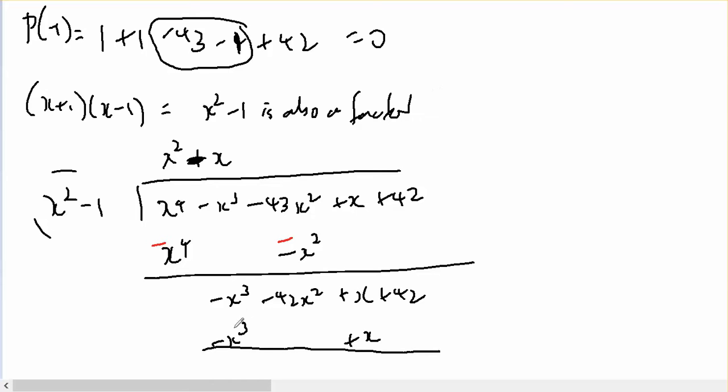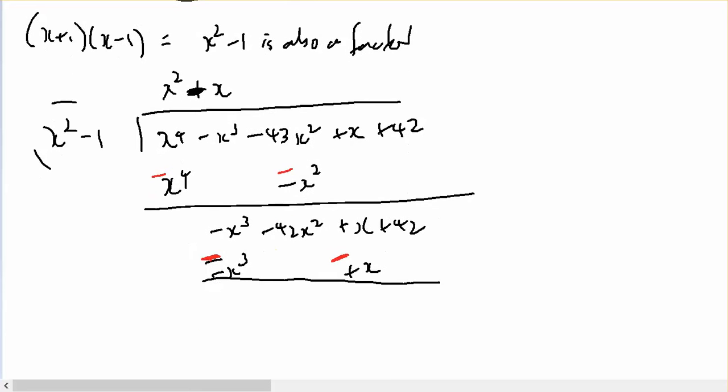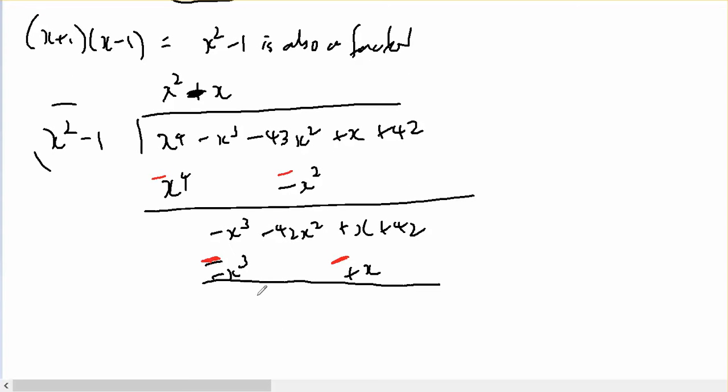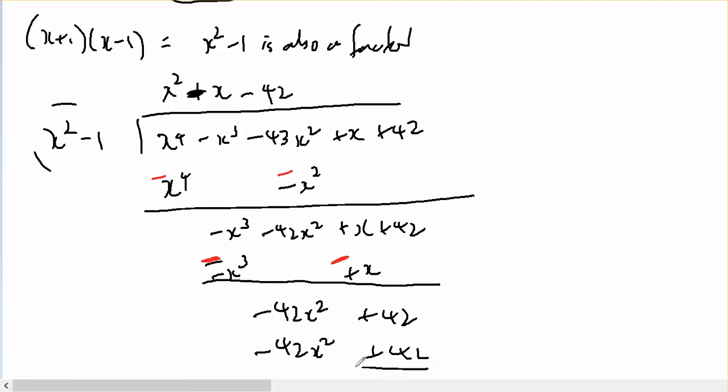I'm going to subtract the second one from the first. So that gives me 0. Minus 42x squared, that's 0, plus 42. X squared goes into minus 42x squared minus 42 times. Minus 42 times x squared is minus 42x squared. Minus 42 times negative 1 is plus 42. Subtract the second from the first, I get a remainder of 0.